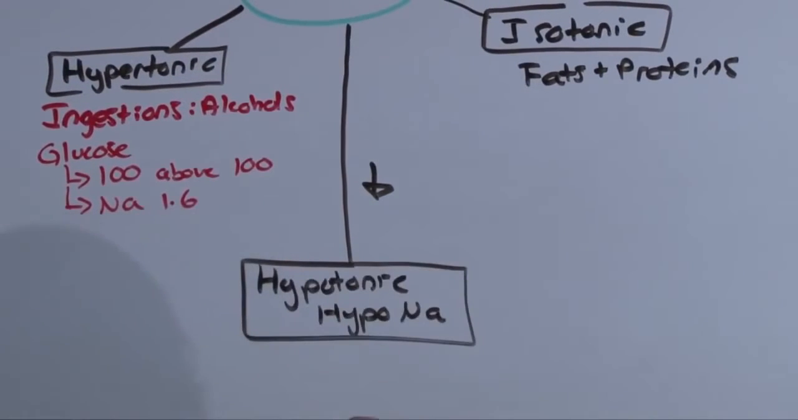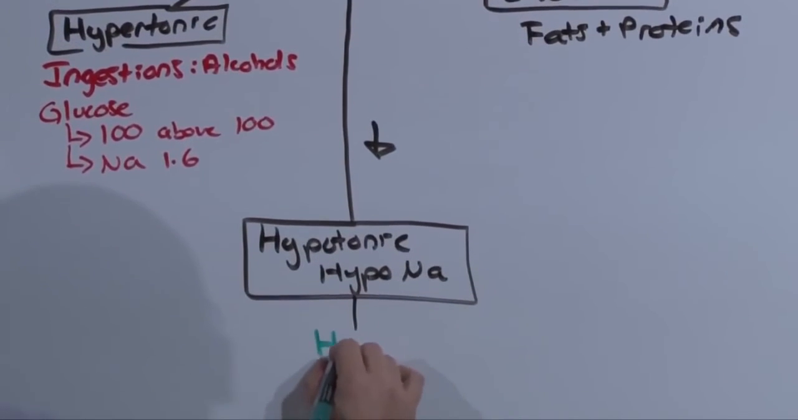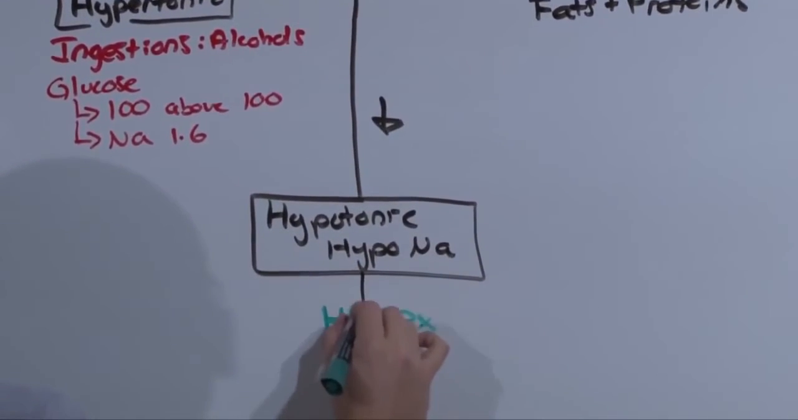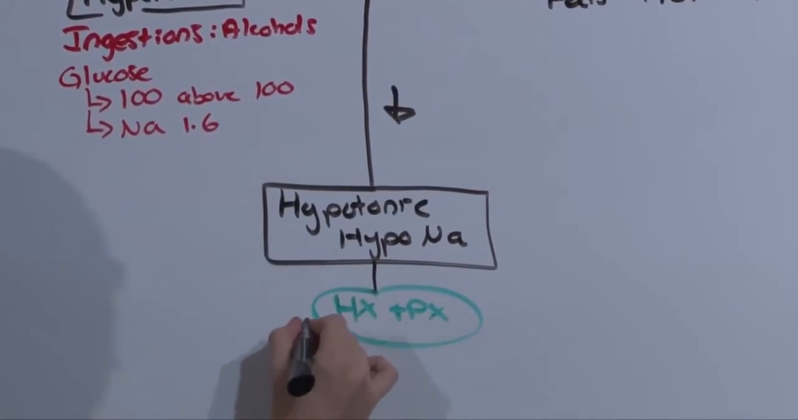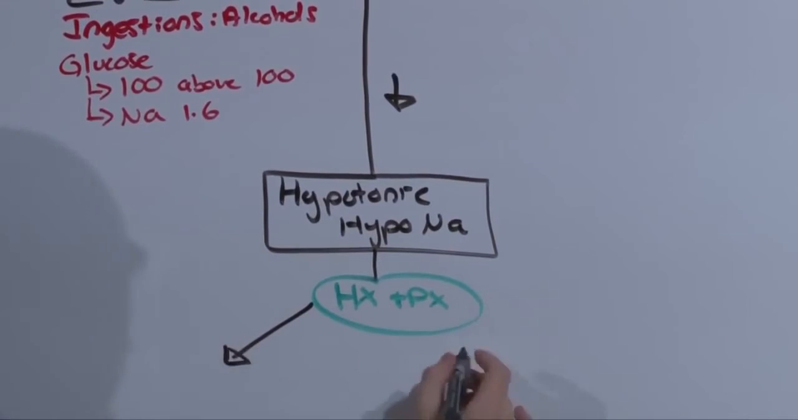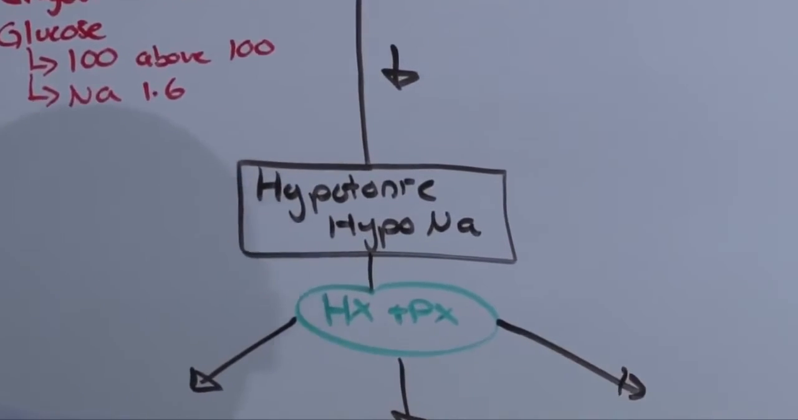At this point, you have to use your history and physical to determine the volume status of the patient. And when you take step 2, it's really easy because they're going to give you clear-cut examples. But it's actually a lot harder in life. And I'll show you why.